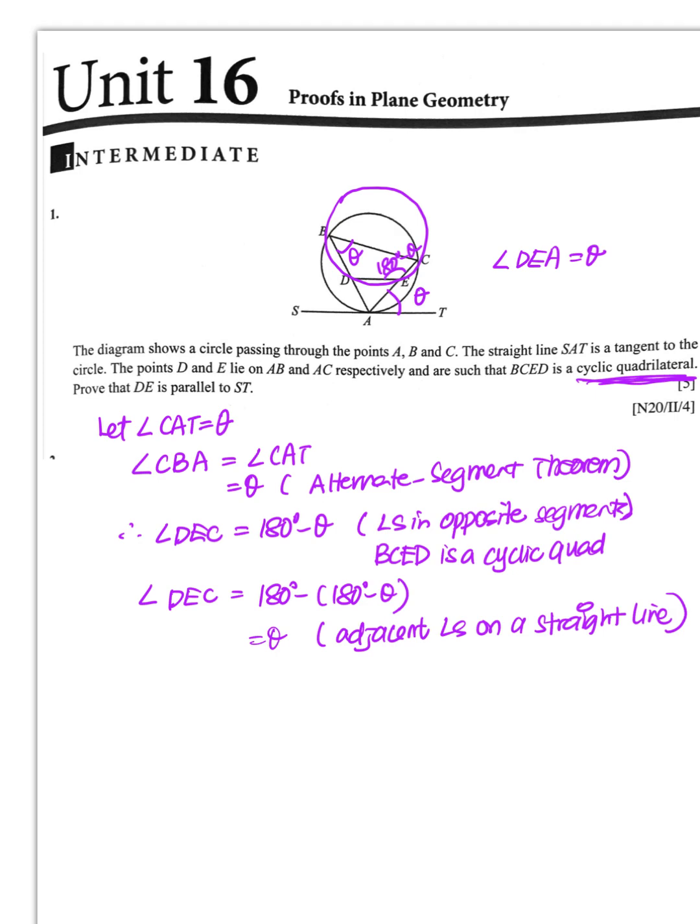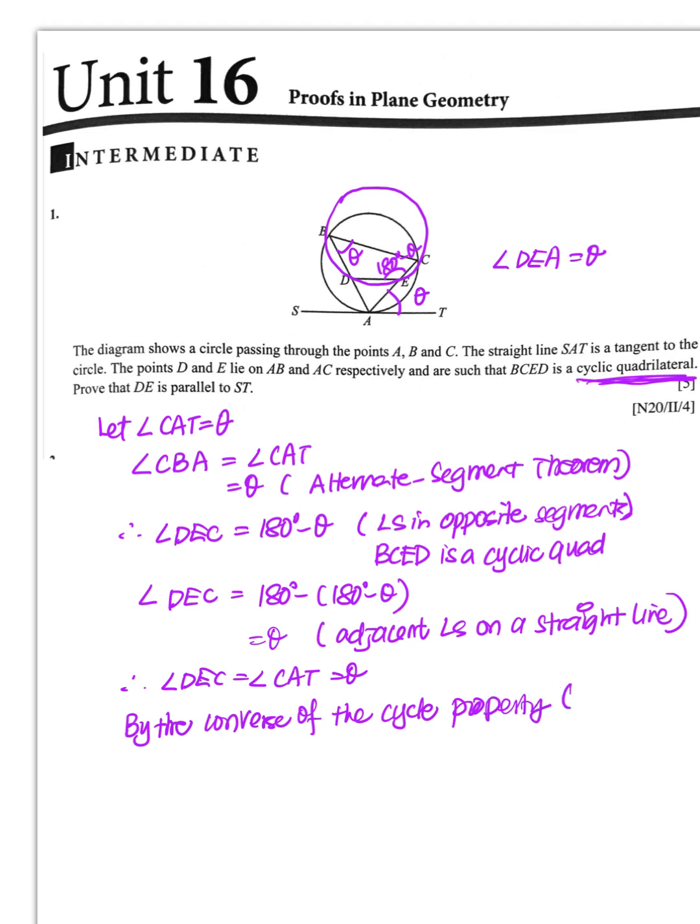Okay, so therefore, since angle DEC is equal to angle CAT, which is equal to theta, by the converse of the circle property of alternate angles, we say that DE is parallel to ST, shown.